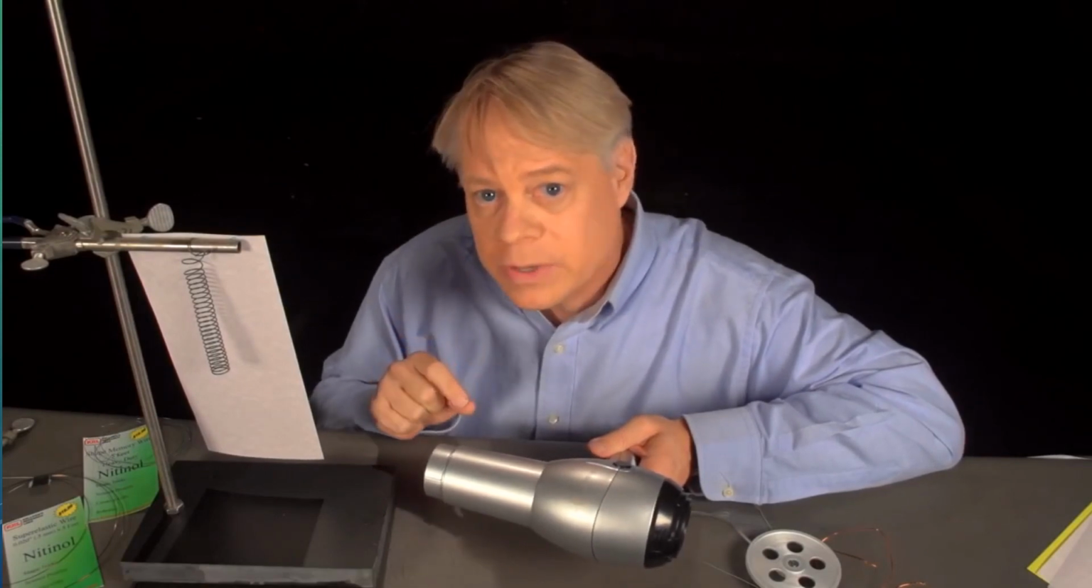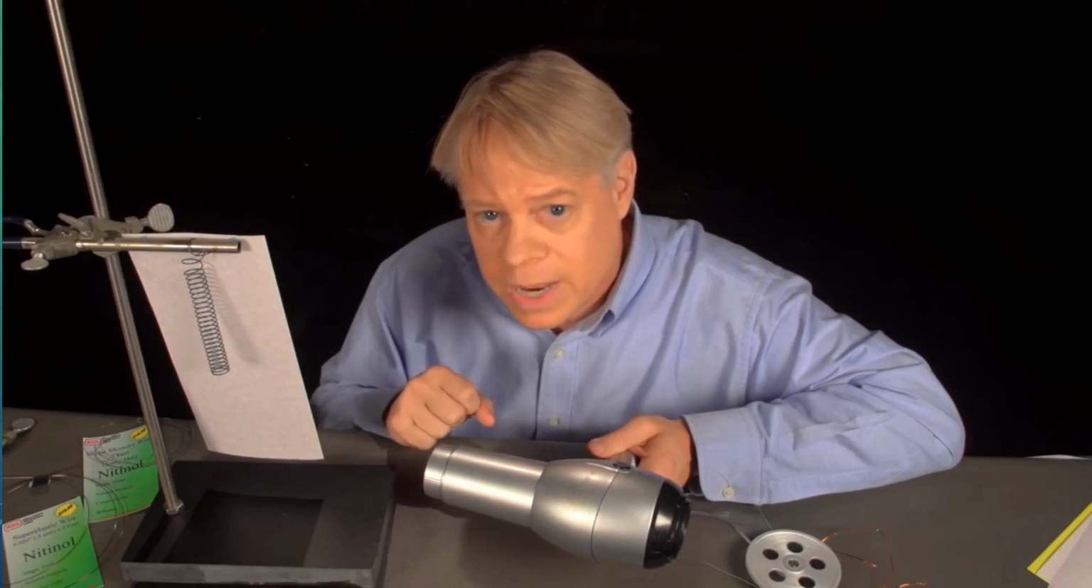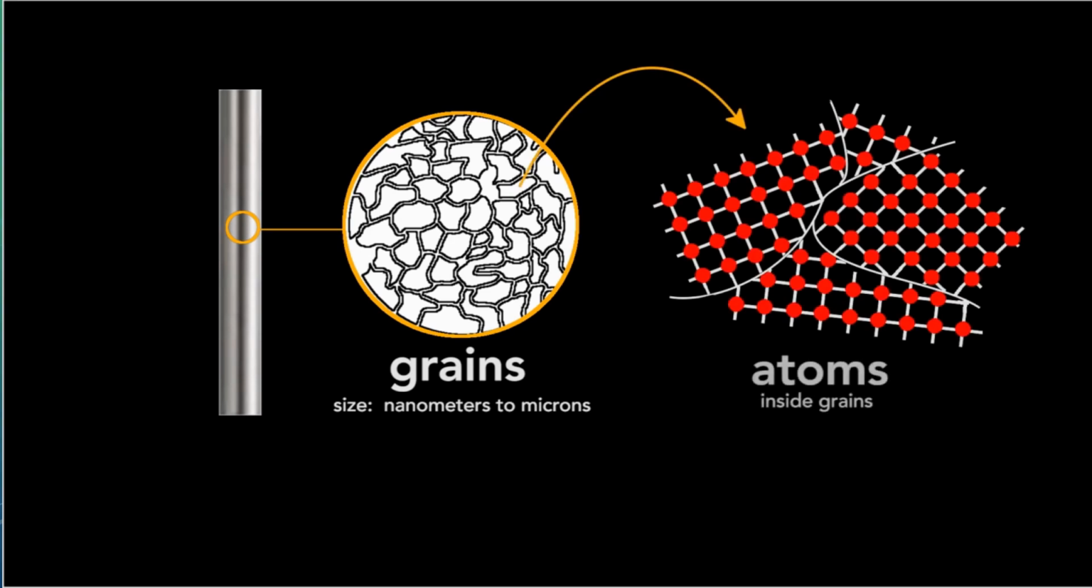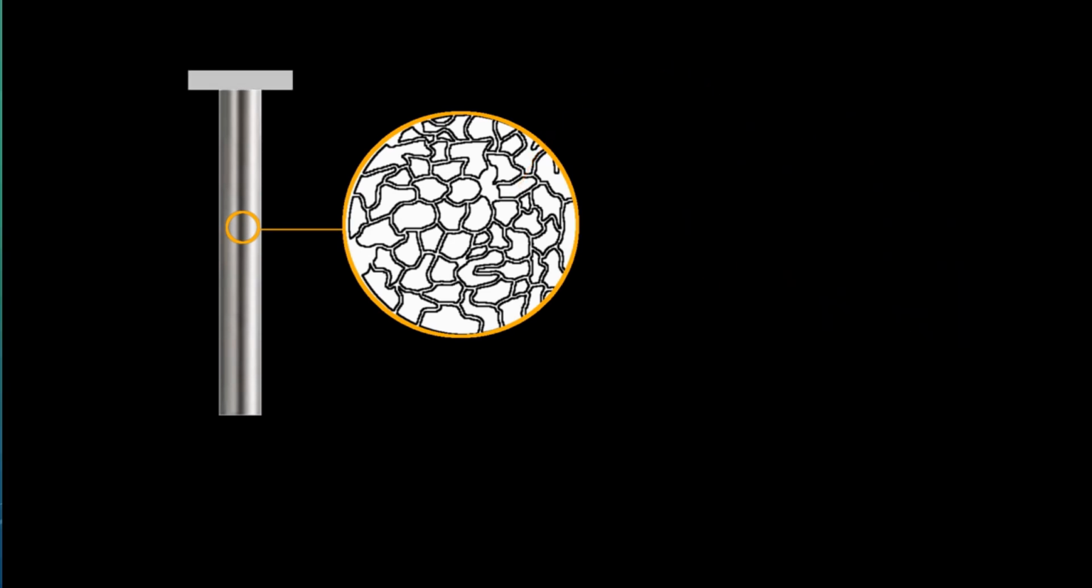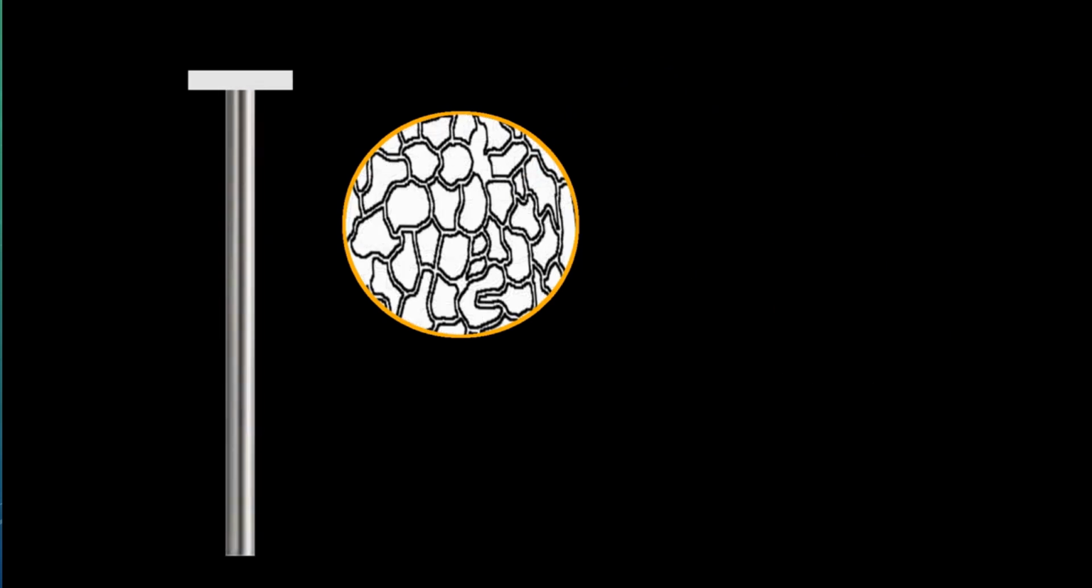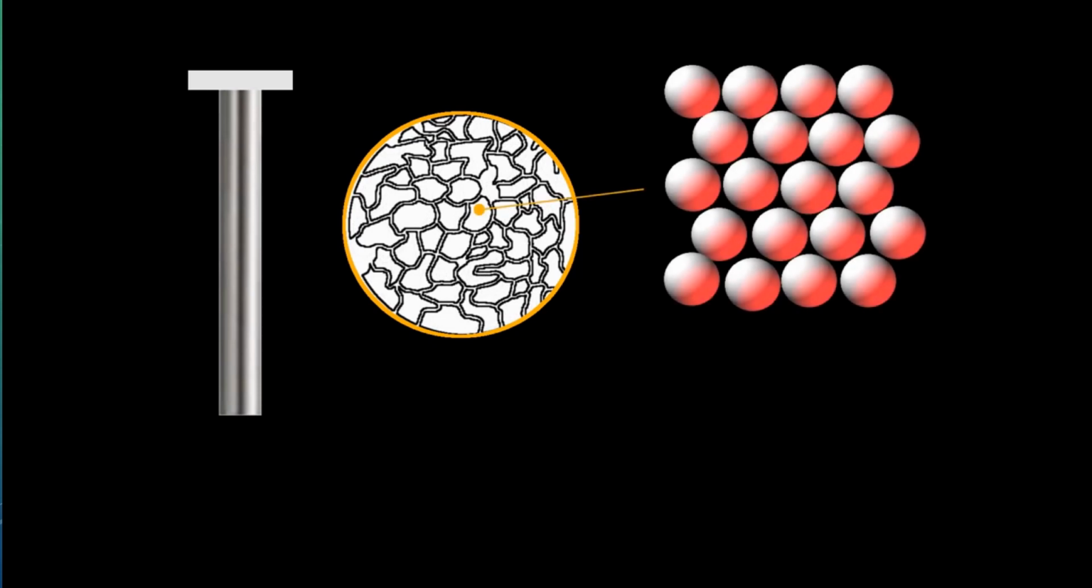The key is understanding how the atoms move in response to stretching and bending of a piece of nitinol. Typically, any metal, whether nitinol or not, is comprised of small grains that, depending on the material, are microns to nanometers across. Each grain is comprised of atoms arranged in a regular, repeating pattern. If this metal rod were held at the top and stretched, the grains might elongate. They do this because the atoms inside move a bit.